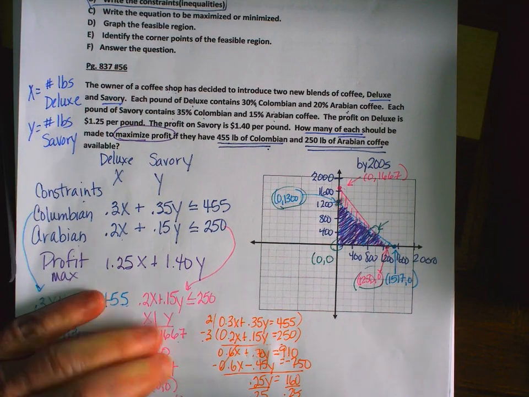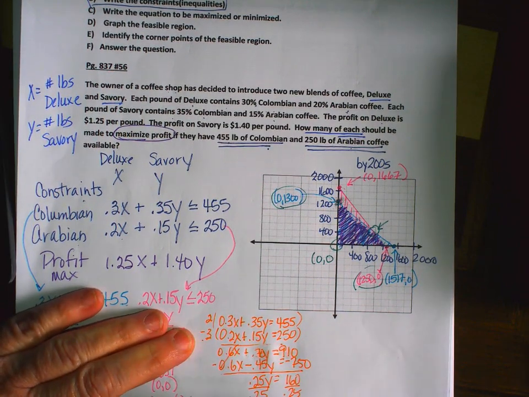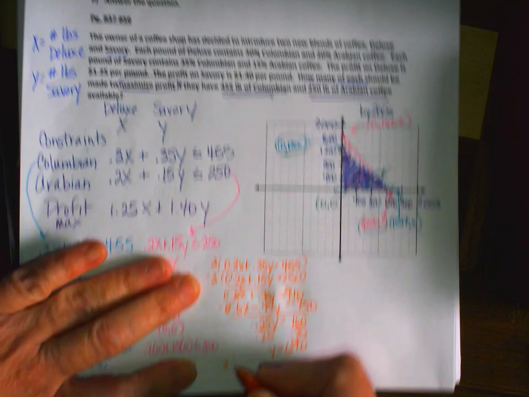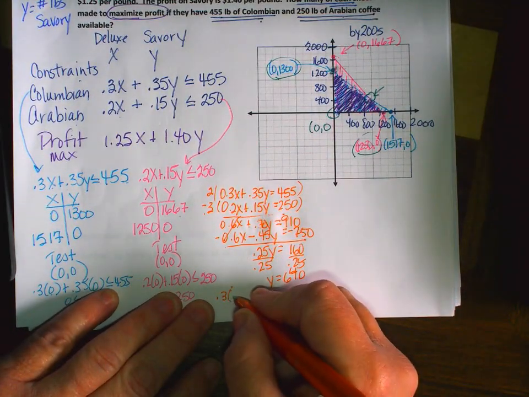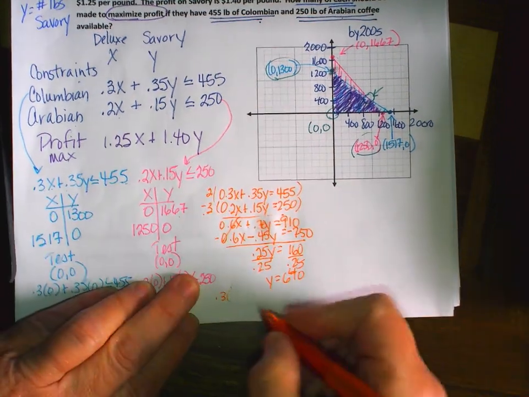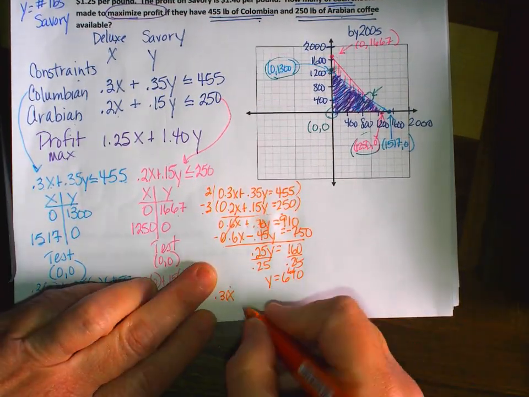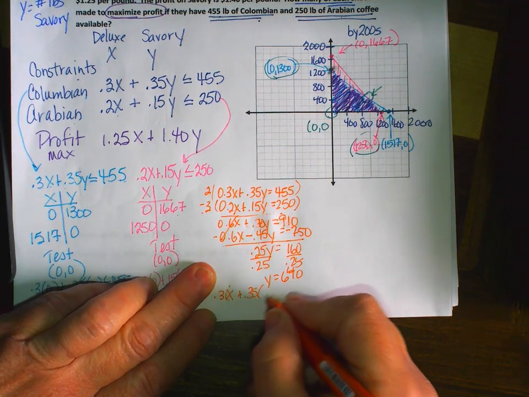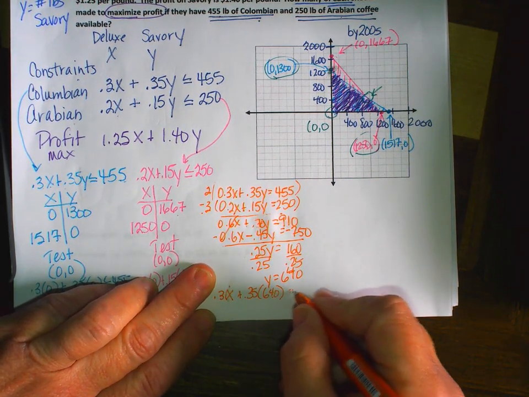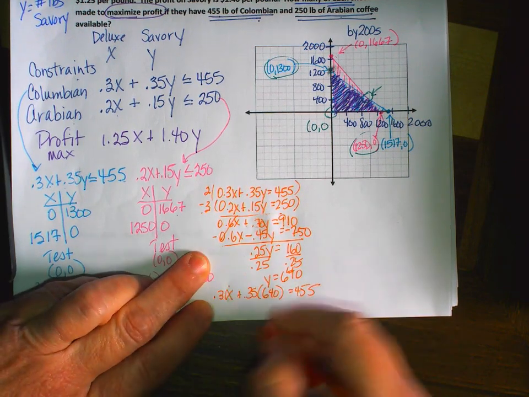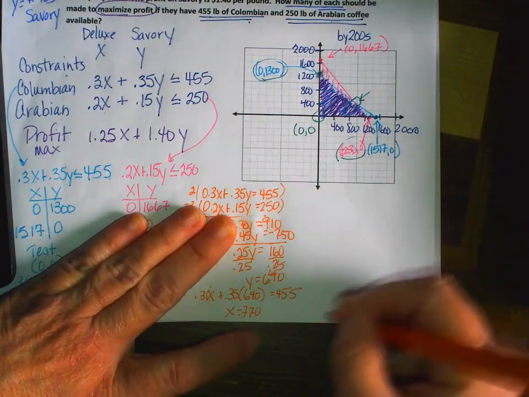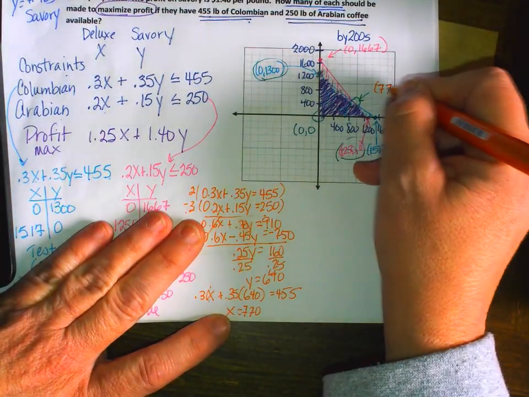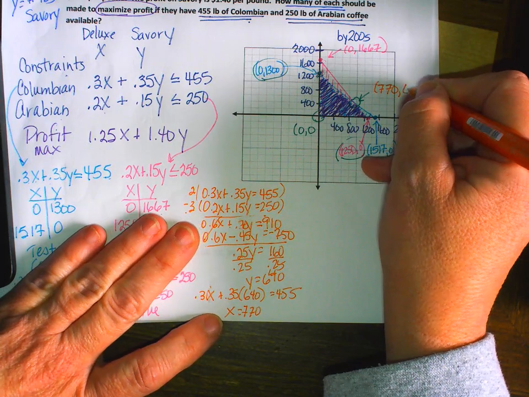I'll plug it back into one of the equations to get my x. So if I plug it in that first one, I have 0.3 times x plus 0.35 times 640 equals 455. And if you solve for x, you'll get x is 770. So that point is 770, comma, 640. Okay, that's my other corner point.